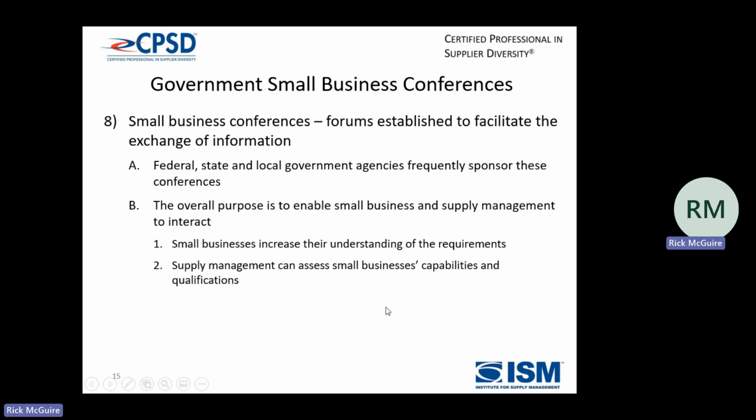Small business conferences are established to facilitate the exchange of information. Usually the government agencies frequently sponsor these, and the overall purpose is to enable small business and supply management to interact. Small business increases their understanding of the requirements, and supply management can assess small businesses' capabilities, and many of the small businesses will be diverse businesses.